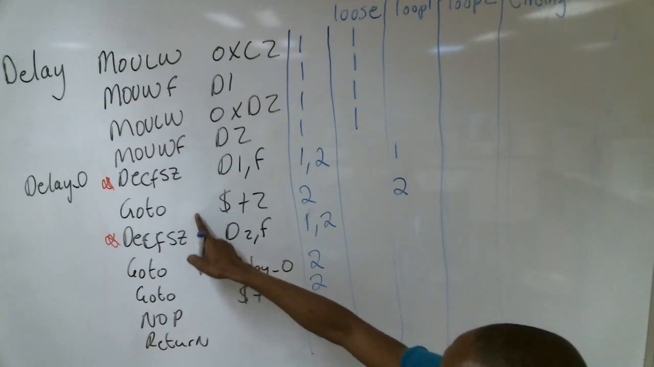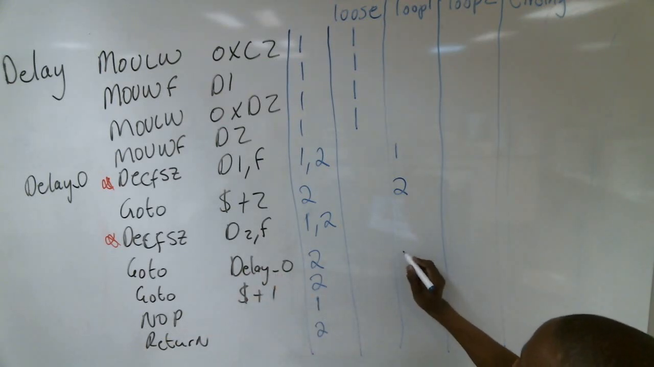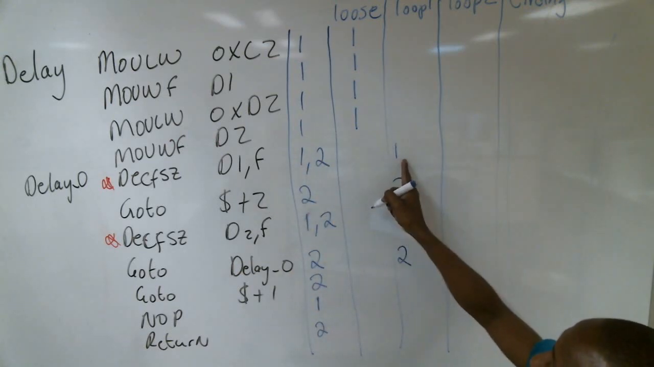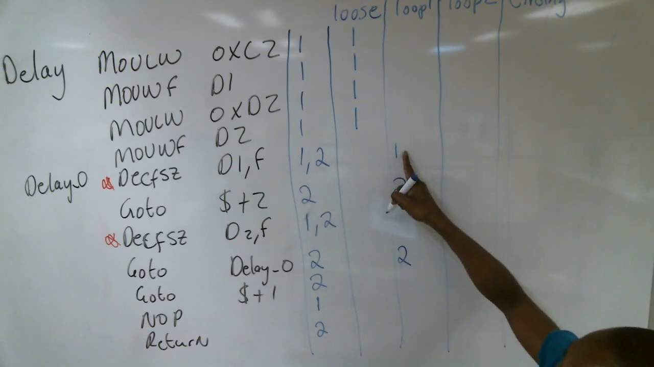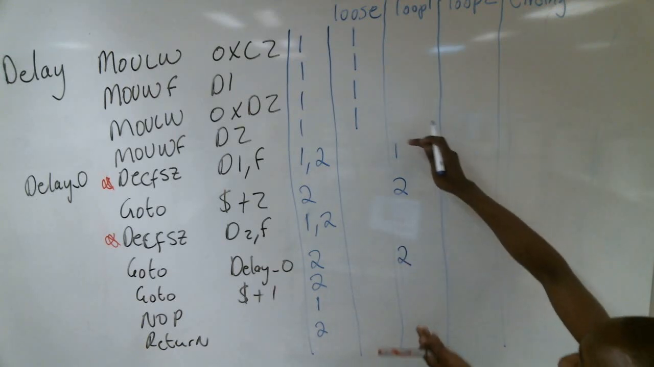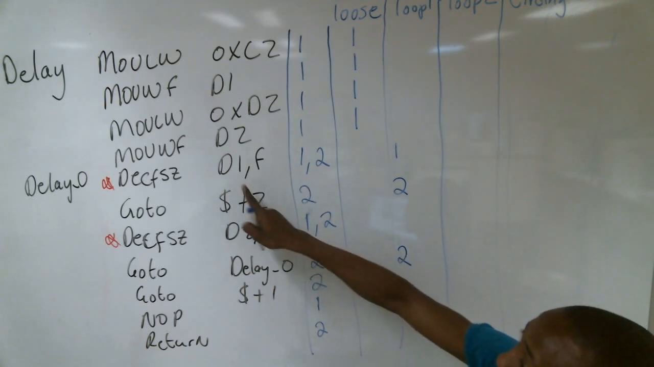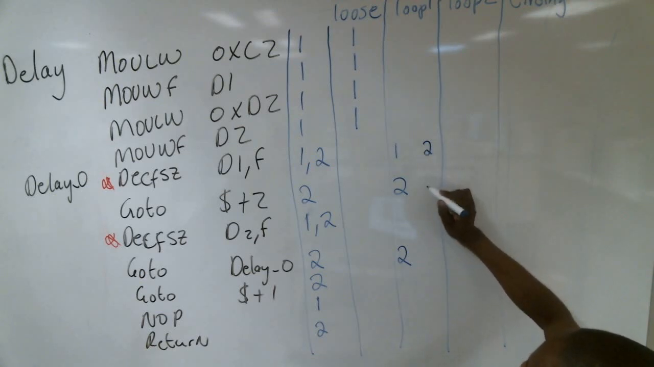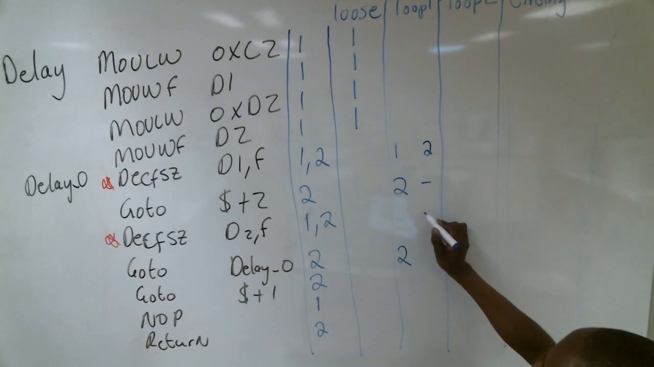And then it says +2, so I'm going to skip this. That's 1, 2. And then this is going to be executed 2 cycles. And this one says go back to delay 0, which is back here. So now that I've completed this, I'm back where I started again. Now it's going to repeat this several times, and then when D1 gets to 0, this will be executed as 2 cycles. Then it's going to skip this go to, and come to the second loop here.